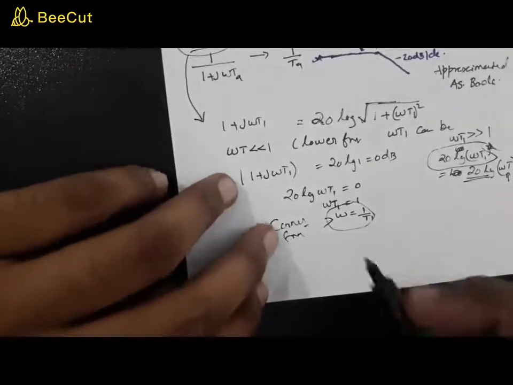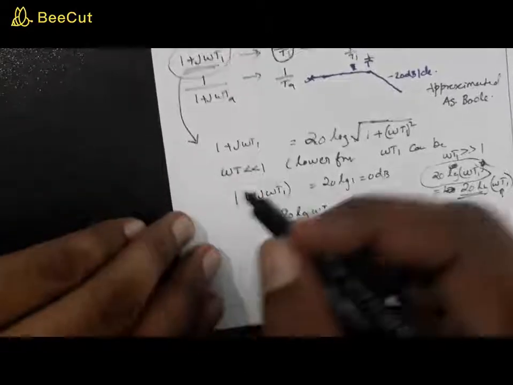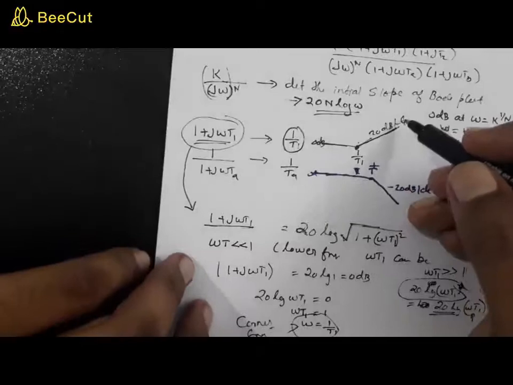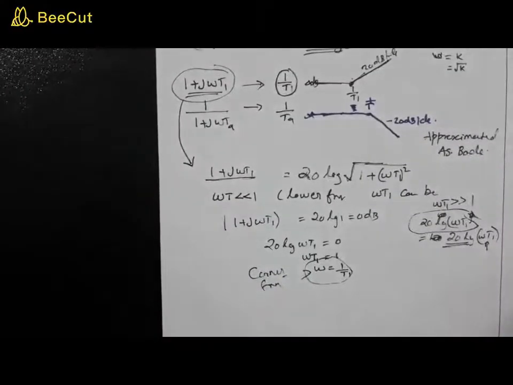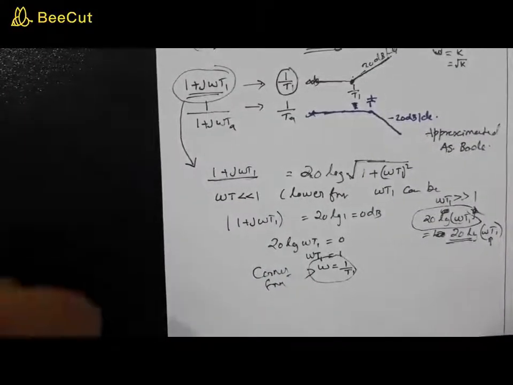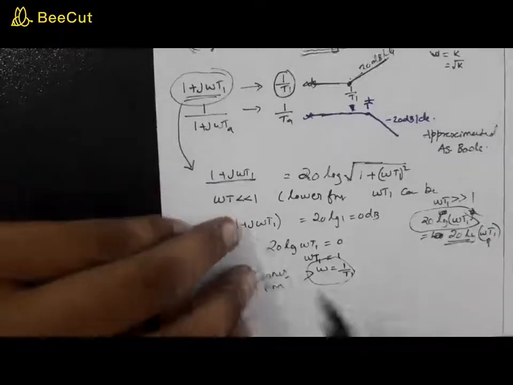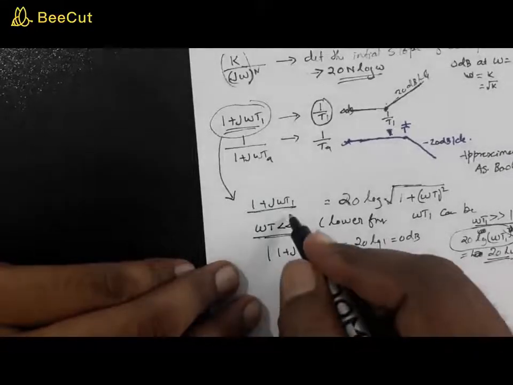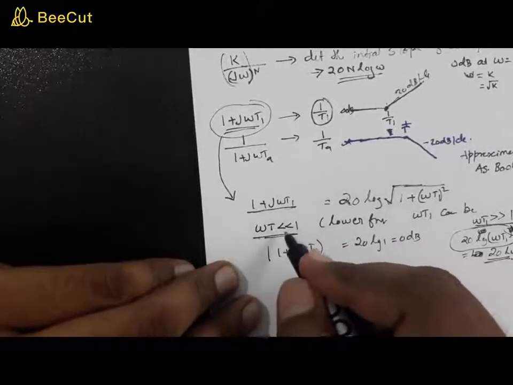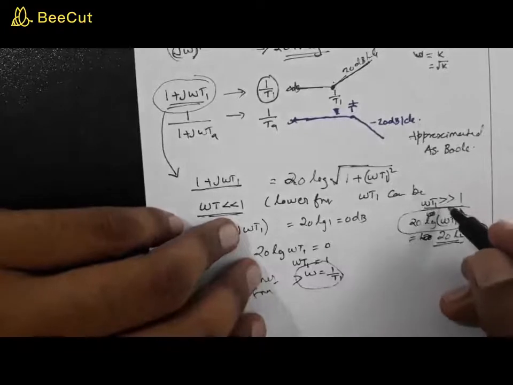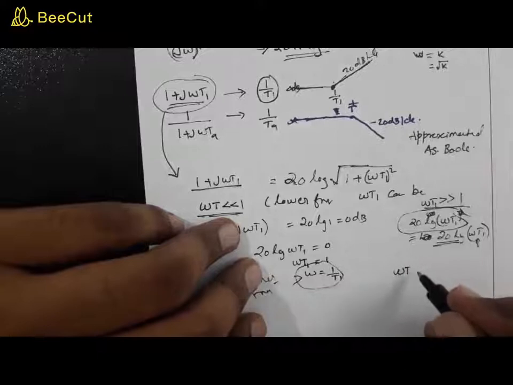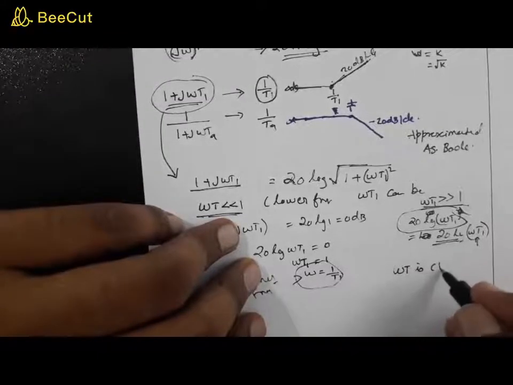Now the importance of this corner frequency is this: after the corner frequency only, this particular term comes into play, or this will be adding 20 dB per decade to the initial Bode plot. Now there is a problem with this, because we have made two assumptions. One assumption is omega t1 is much less than 1, the other is omega t1 is much greater than 1. But we haven't considered when omega t1 is closer to 1.